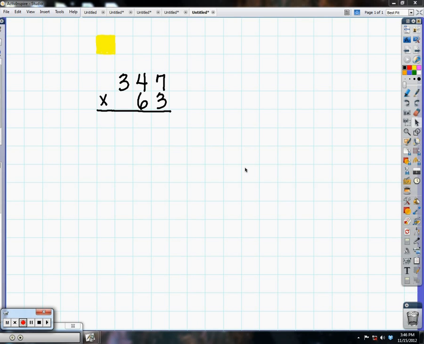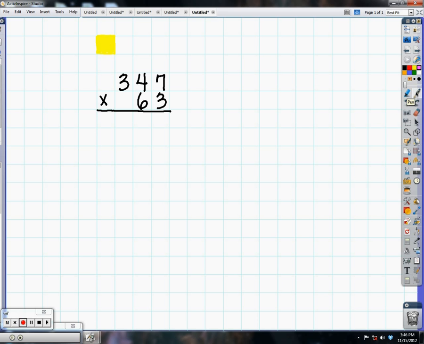I'm going to show you the other way that you could work out a multiplication problem. It's still really using the standard algorithm. However, you're just kind of breaking it apart into two separate problems. Now that may seem like more work. However, when you do it this way, you're only multiplying by one digit at a time.